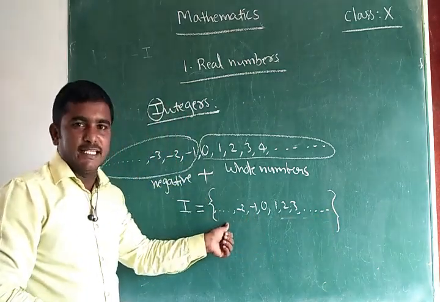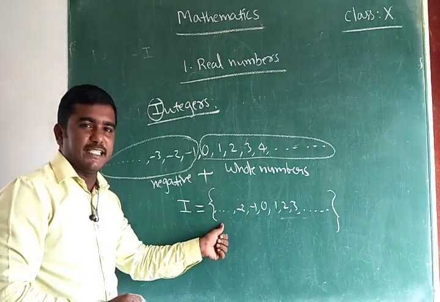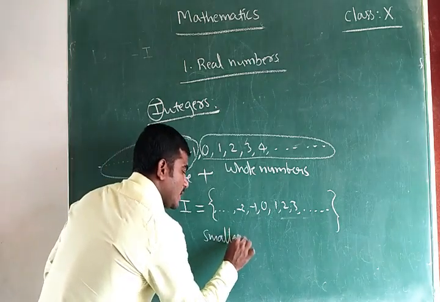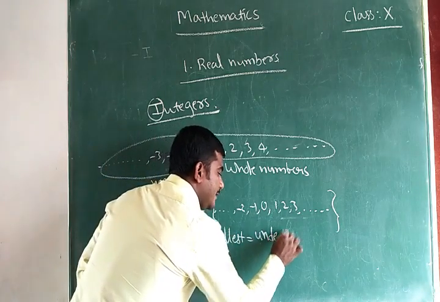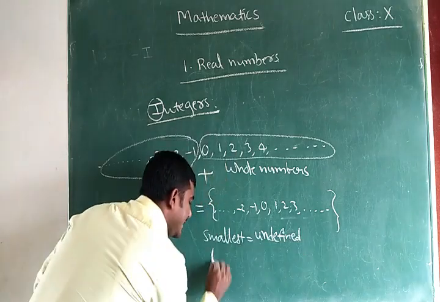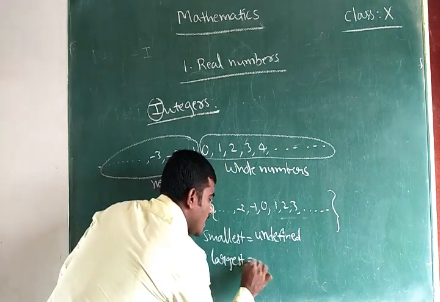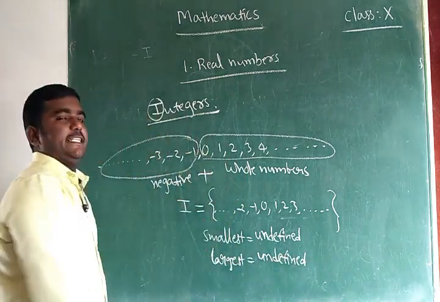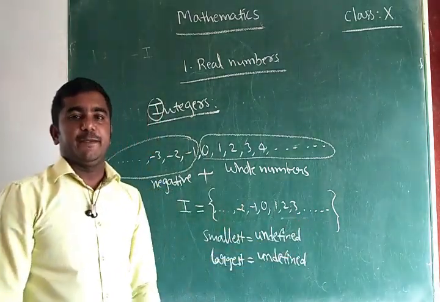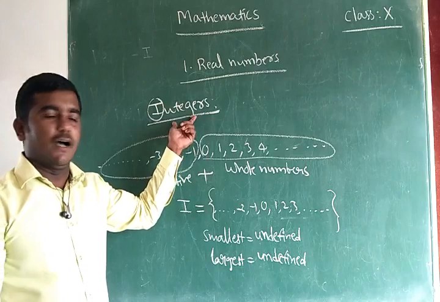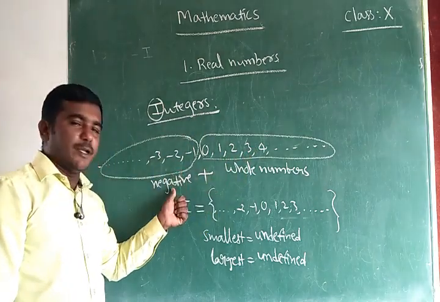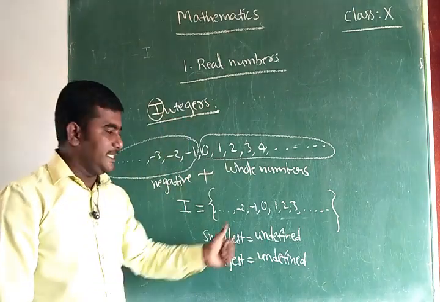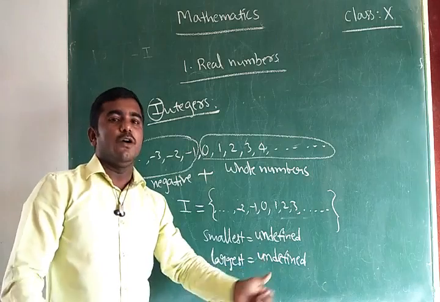And the smallest also. If you go to the left side, the values will decrease. So what is the smallest integer? The smallest integer is also undefined. Smallest integer and largest integer both are undefined. We can't say. Understand? What are integers? All the whole numbers along with negative numbers are called integers. Integers are denoted by I.